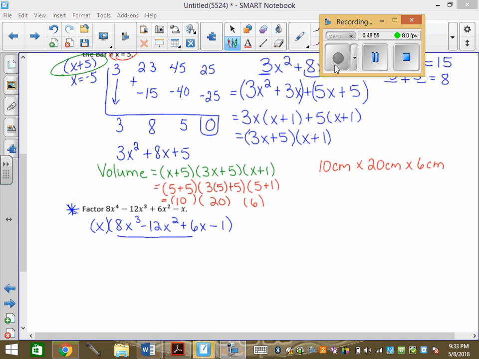When you plug the 8x cubed minus 12x squared plus 6x minus 1 into your calculator, you don't get any nice factors. So this is actually factored. They wanted this one in factored form. Okay? Because it doesn't give you any nice roots.